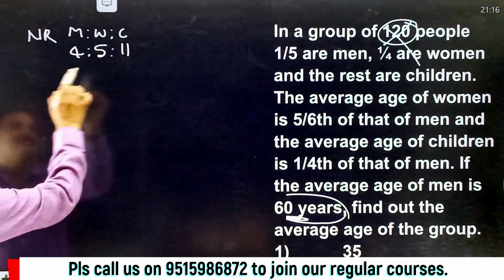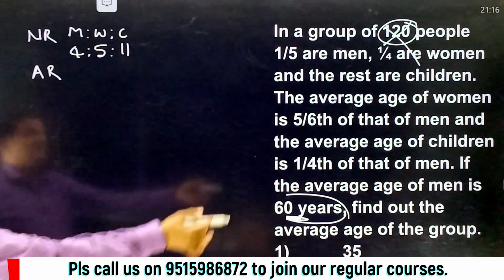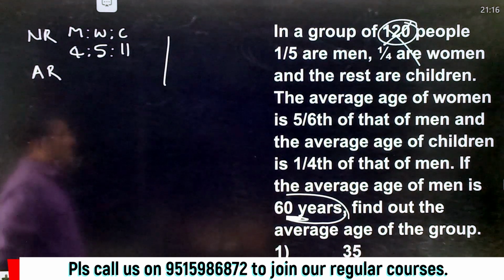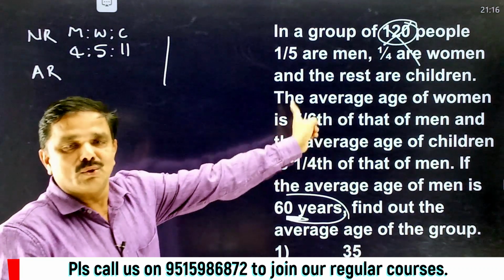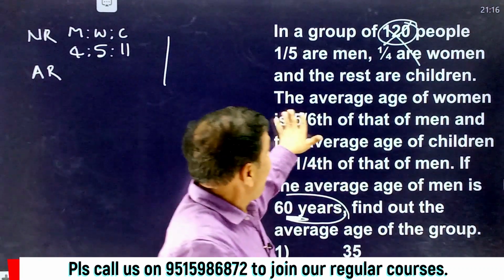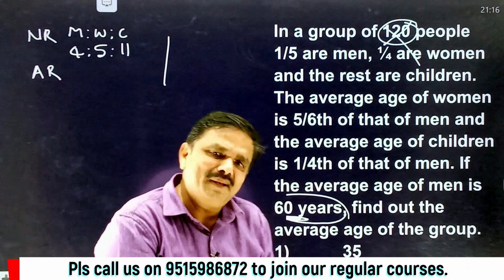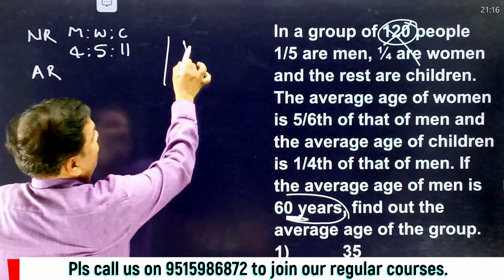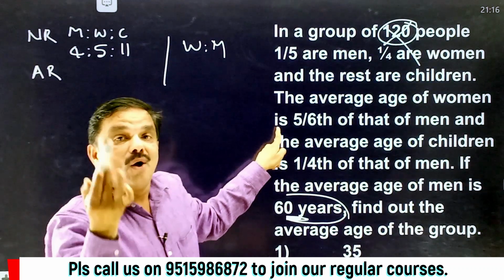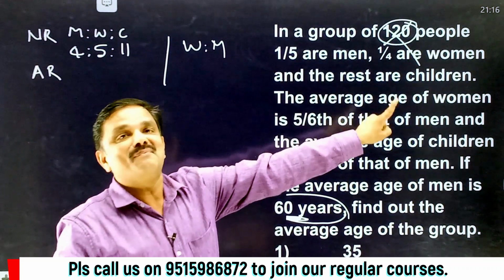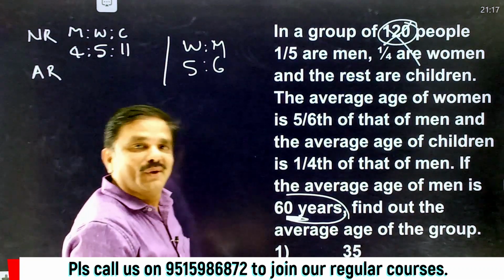Now my next task is to find out the age ratio. How to find out the age ratio? I am doing the rough work here. The first comparison is between the average age of women and men, which they have given. How have they given it? Average age of women is 5/6 of that of men. That means very clearly I can say the average age of women is 5/6 of that of men. That means obviously that is 5:6, isn't it?